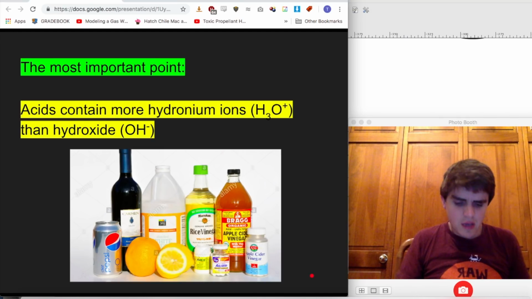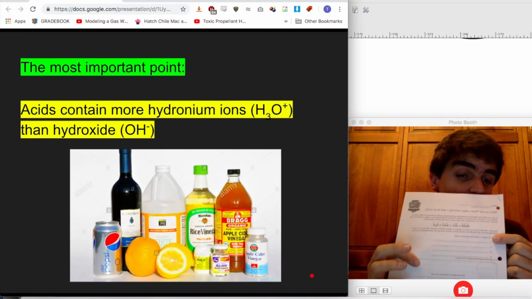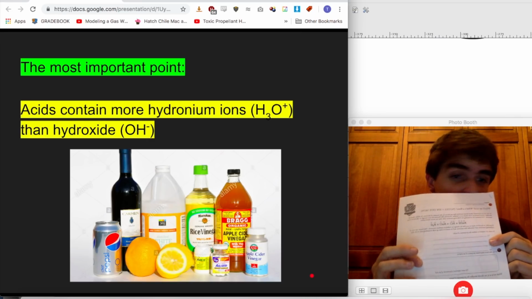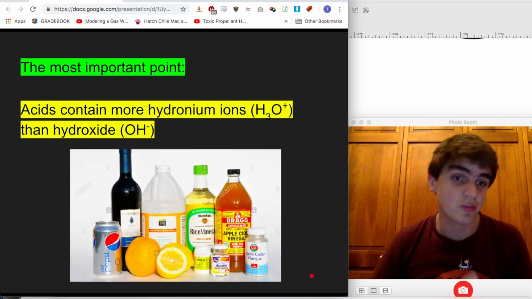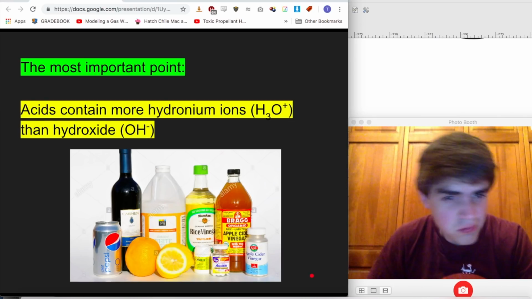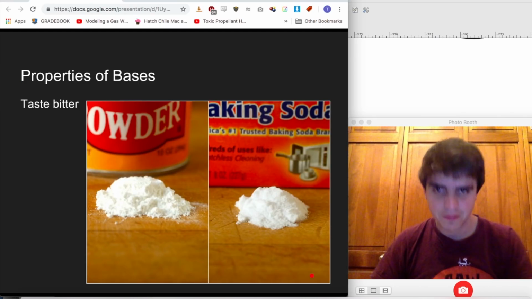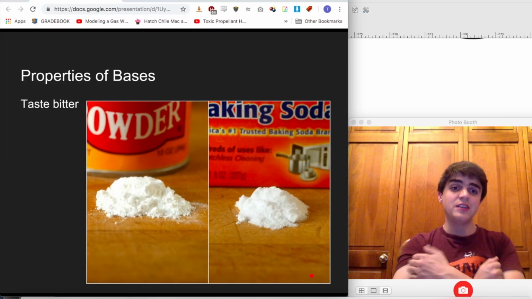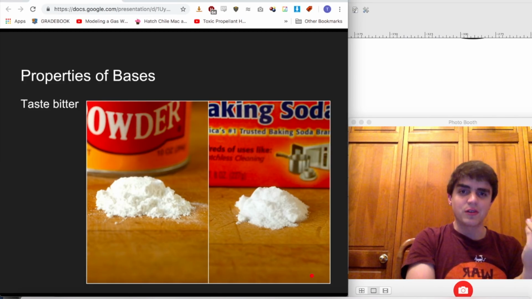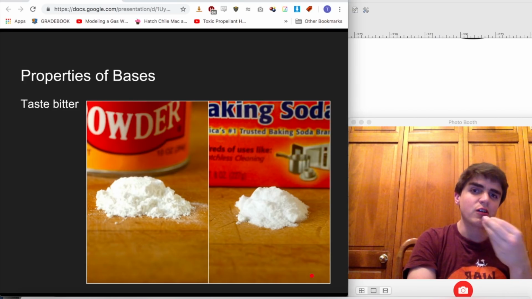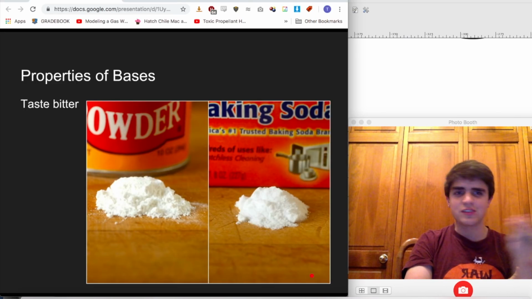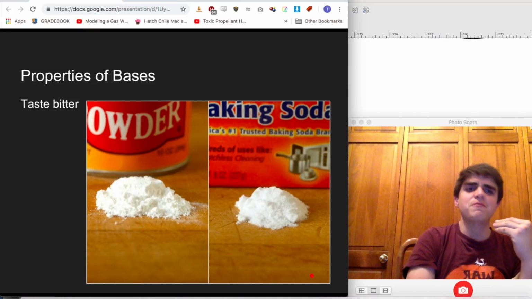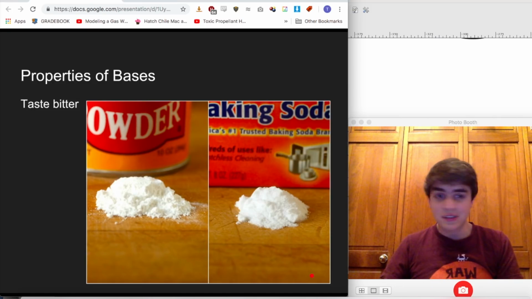Okay, so again, going through the properties of acids, they taste sour, they burn your skin, they conduct electricity, they turn litmus paper red, and they contain lots of H3O. Bases are pretty much going to be the opposite of that. Bases don't taste sour, they taste bitter. If you've ever eaten baking soda or baking powder, you know exactly the taste I'm talking about. It isn't pleasant. In the way that acids have that pleasantness, you can make candy out of them. Not a lot of people would make a basic candy. It does not taste good.